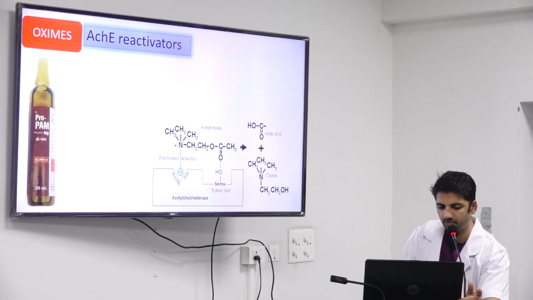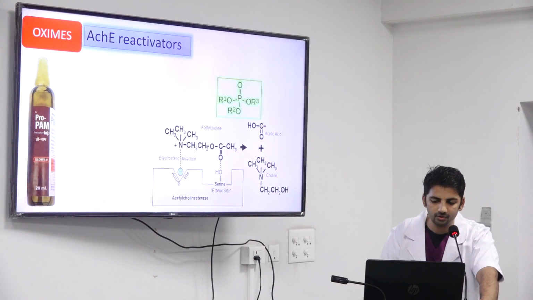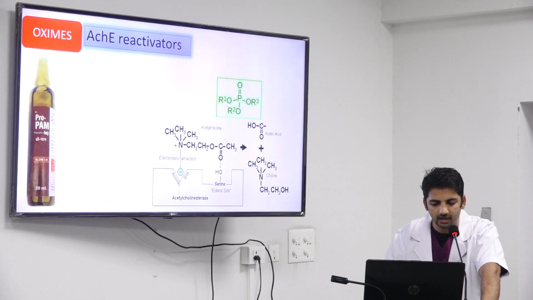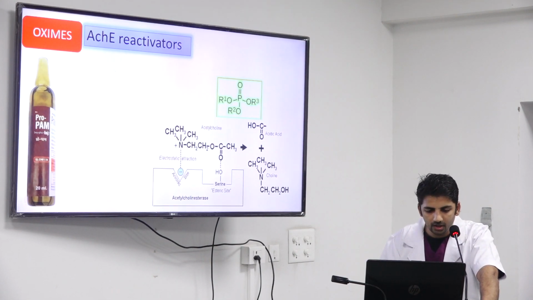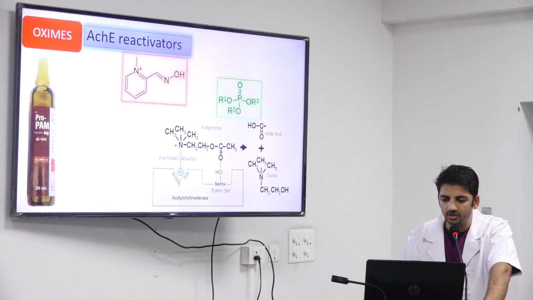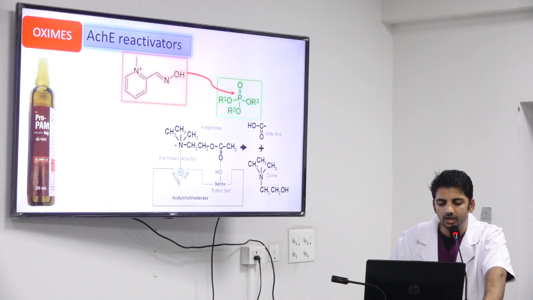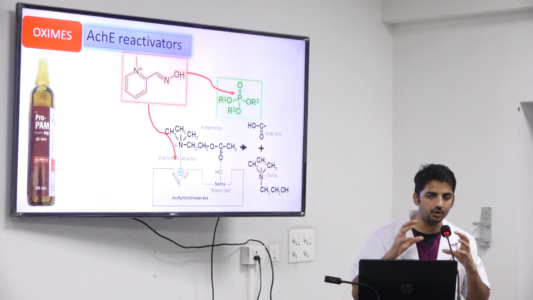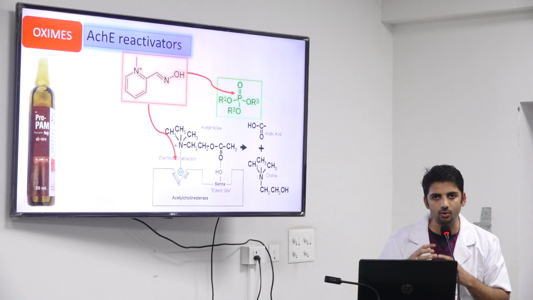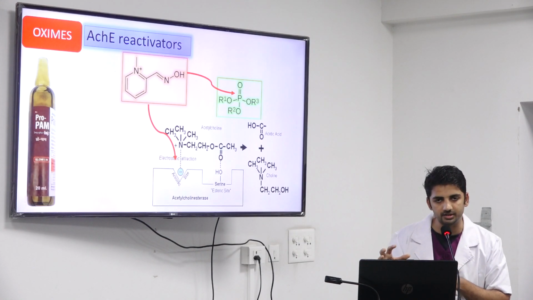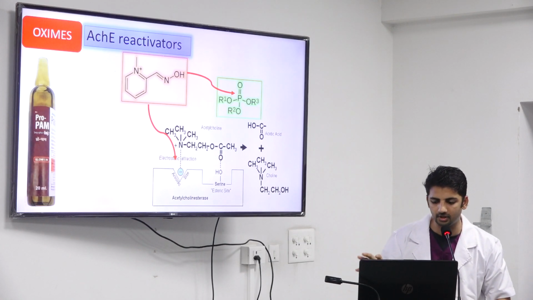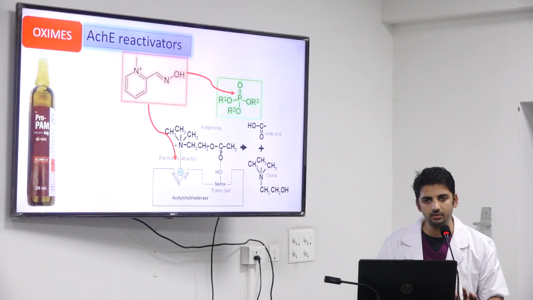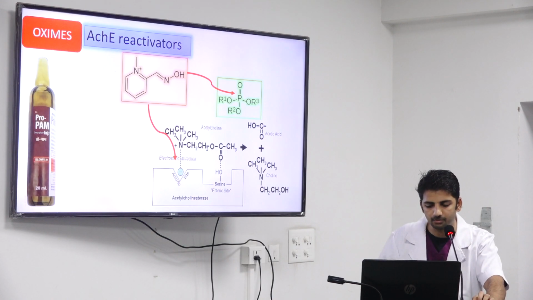So how does pralidoxime act? This is the acetylcholinesterase enzyme. We all are aware that the organophosphate compound sits on the esteric site, so the anionic site is left free. On giving pralidoxime, it starts binding to the anionic site, and it forms a strong bond with the phosphorus atom of the organophosphate compound. So the organophosphate compound slowly starts dissipating from the acetylcholinesterase enzyme, and even the esteric site is set free. Now the enzyme is ready to hydrolyze the acetylcholine, so the muscarinic symptoms improve.